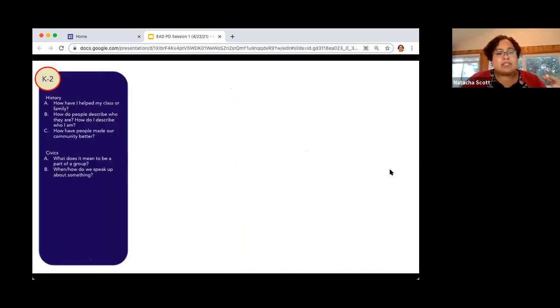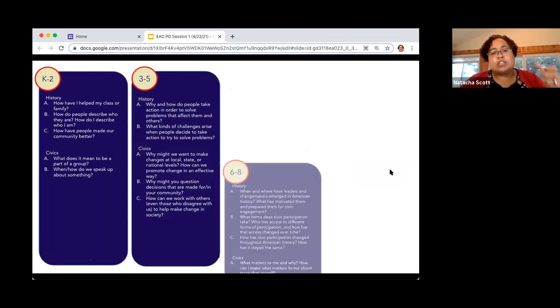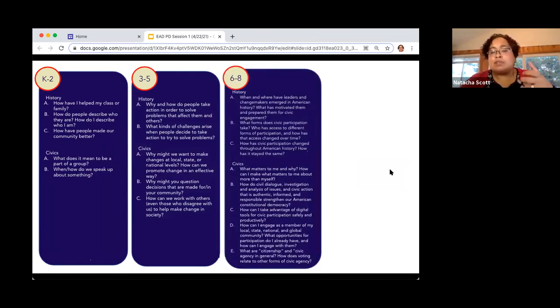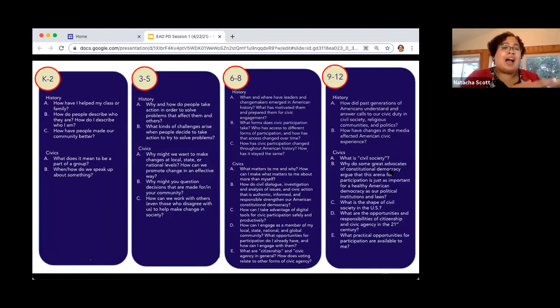One of the next elements that's an amazing attribute of this roadmap, and as a former elementary school teacher I love and appreciate it, is the vertical alignment across K-12. You take a theme like civic participation and you actually see how it grows and becomes more complex throughout the grade levels, where you may start with, how have I helped my family or class? How do people describe who they are and who I am in kindergarten as we think about civic participation?